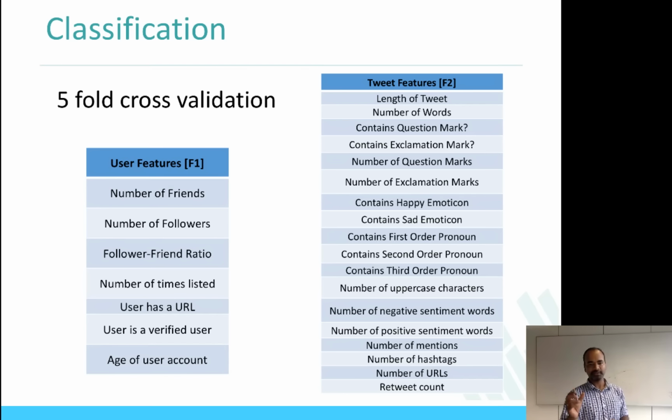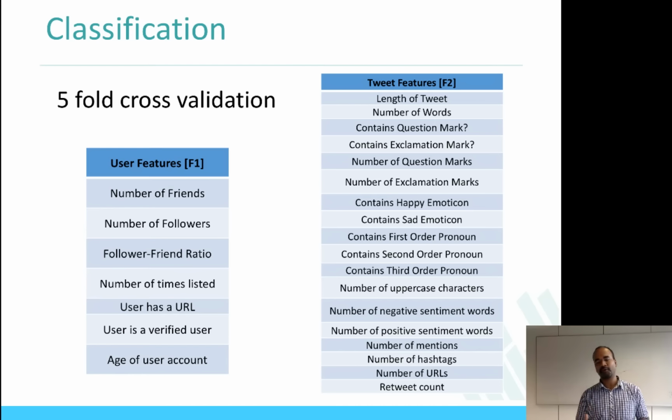The user has a URL in the profile. I actually say that I am faculty at IIIT Delhi, and there's a URL called precog.iiitd.edu.in. If that URL is there, it tells you how good or bad the user is, so you can use that feature to predict. Another feature is whether the user is a verified user.